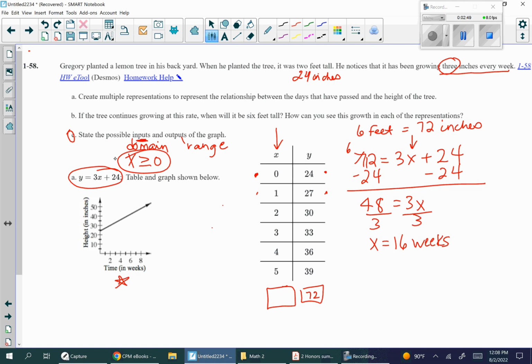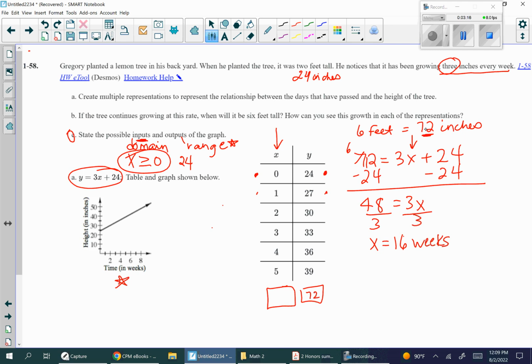Okay, a range for this situation is all of those possible outputs, the logical height of our tree. So the tree began at 24 inches. All right, so that's the lowest value our tree is going to be. The highest value for our tree, I don't know, how many inches do we suppose? 6 feet is 72 inches. Let's ballpark, I don't know.